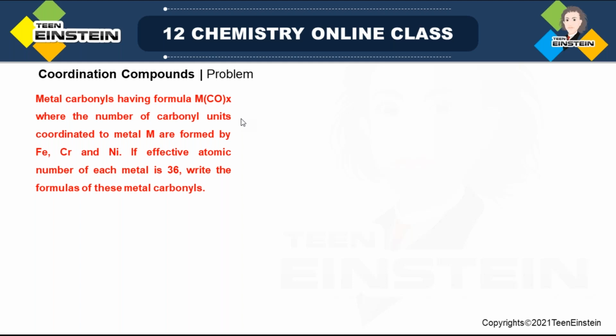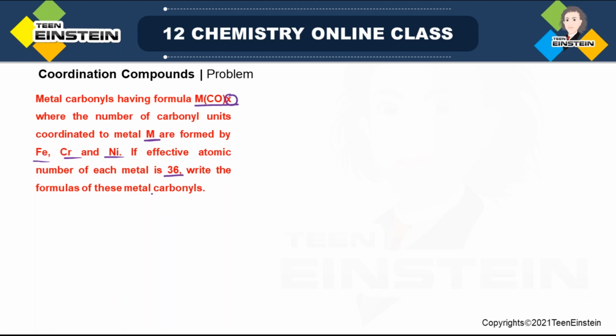So here the problem is saying that metal carbonyls having formula M(CO)x. The value of x is not given. So it is a metal carbonyl complex. What metal? That is also not directly mentioned. Here the number of carbonyl units, that is the number of x basically, coordinated to the metal M are formed by these three metals. Now the effective atomic number of each metal is given as 36. So it is already mentioned that all of them follow 36, that is EAN. So based on this information, you have to find the value of x.